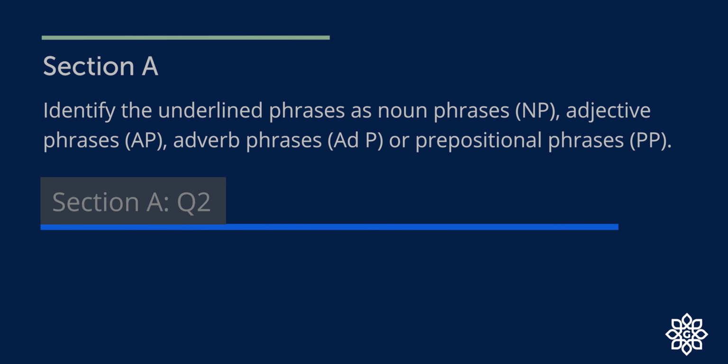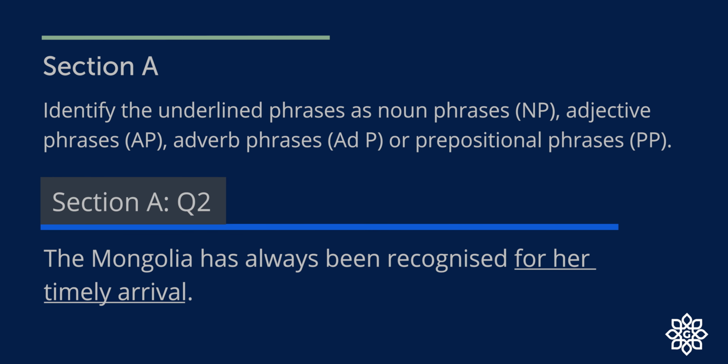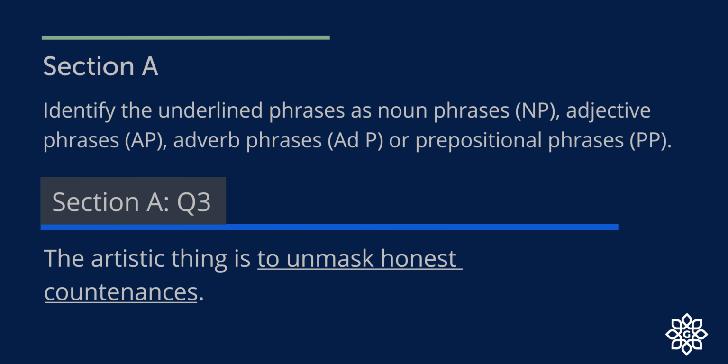Question number 2. The Mongolia has always been recognized for a timely arrival. So it tells us about when something took place. So this is a prepositional phrase. Question number 3. The artistic thing is to unmask honest countenances. Here, countenances means face or facial expression. So this is a noun phrase.